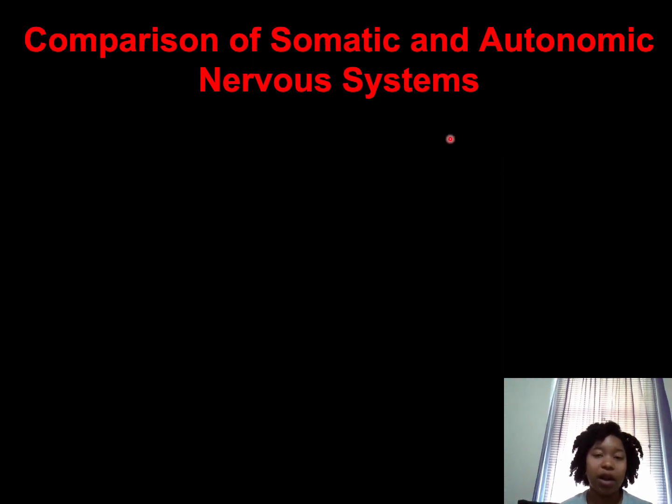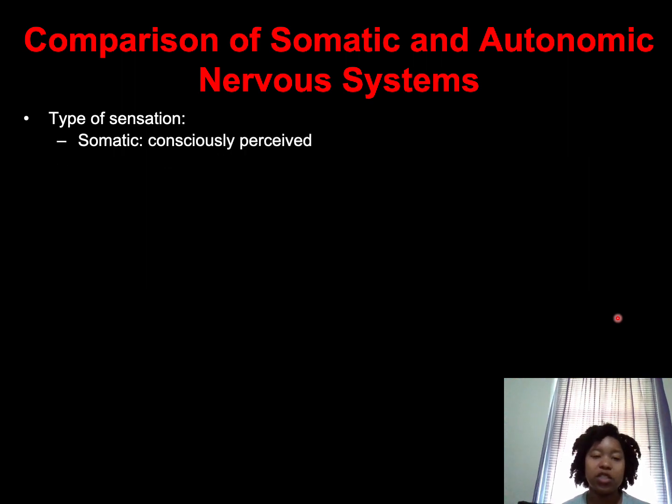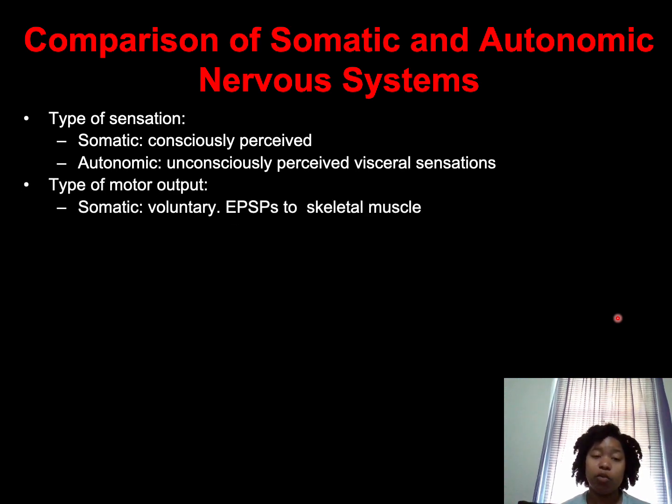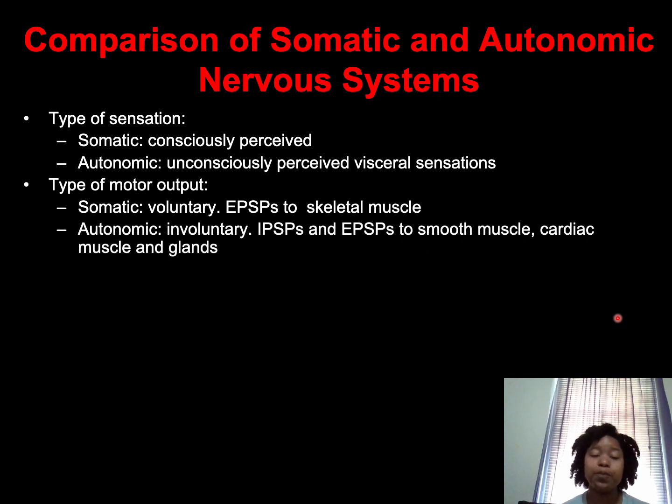So let's compare somatic and autonomic nervous systems to each other. Based off of type of sensation, somatic sensation is consciously perceived, while autonomic sensation is unconsciously perceived, and it's visceral sensation, so mostly from your organs. Based on the type of motor output, the somatic nervous system is voluntary, and it's got excitatory action potentials that go to skeletal muscle, whereas autonomic is involuntary, and it could either be inhibitory or excitatory to smooth muscle, cardiac muscle, and glands.